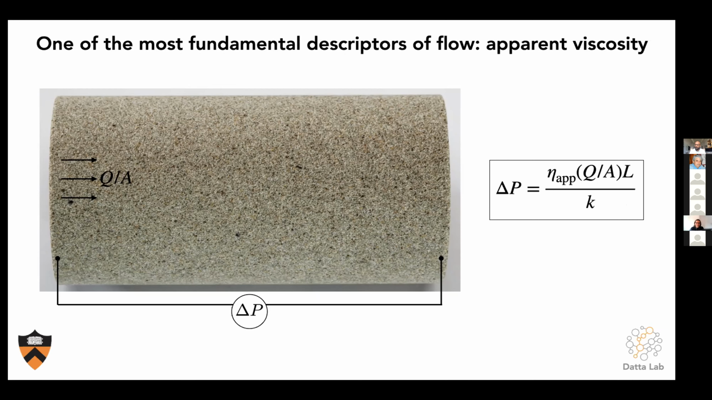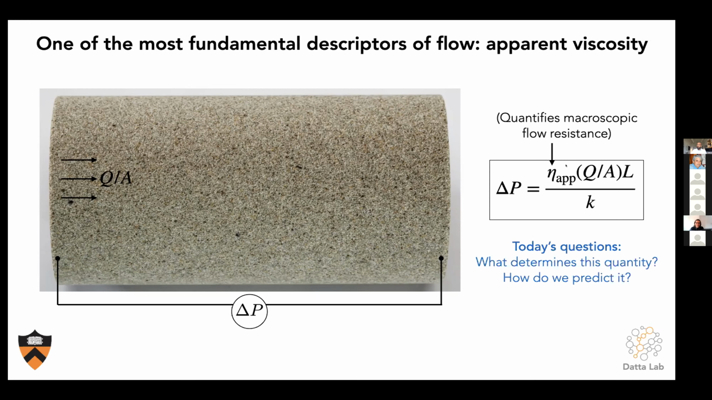So the apparent viscosity is how you quantify the macroscopic resistance to flow of a polymer solution through a porous medium. And even though people have been using polymer solutions for decades and decades and decades, we still don't know how to predict the apparent viscosity of a polymer solution inside a porous medium. This is the most basic description of the flow, and it's still a challenge to be able to predict this.